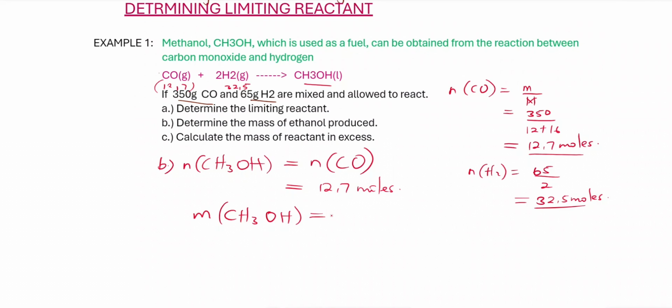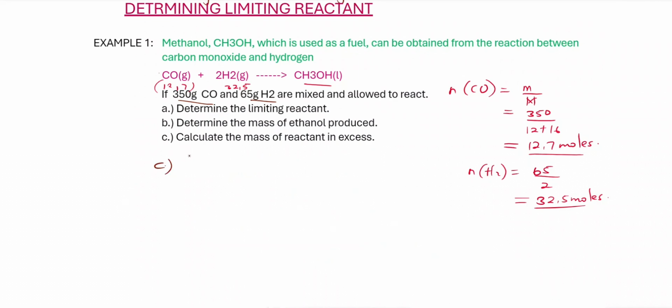The formula for calculating mass is the number of moles times the molar mass. Number of moles, which is 12,7. Then the molar mass of methanol is going to be carbon, which is 12, plus hydrogen, which is 1, but there are 3, so 1 times 3 we get 3, plus oxygen, which is 16, plus 1 hydrogen. This is going to give us 406,4 grams. Let's go to C, calculate the mass of reactant in excess.